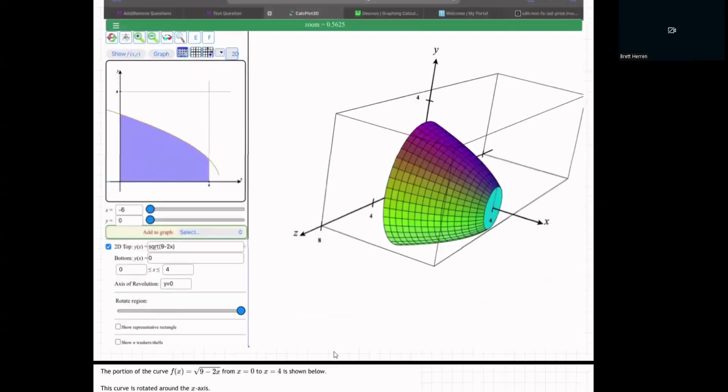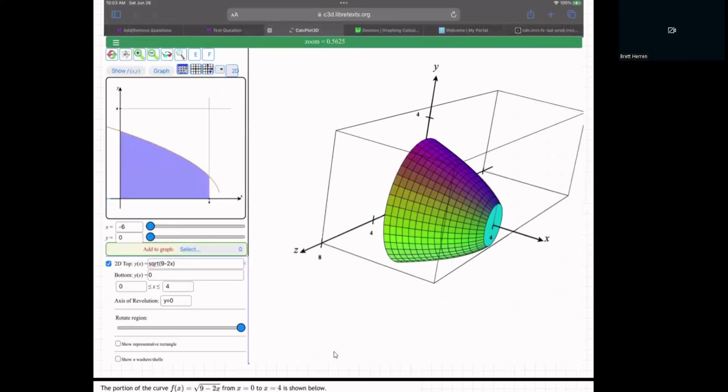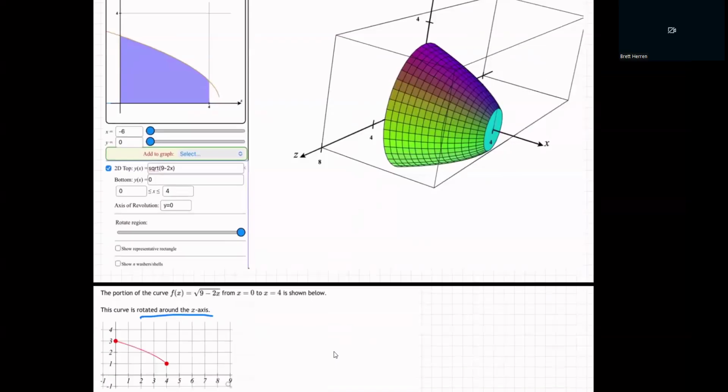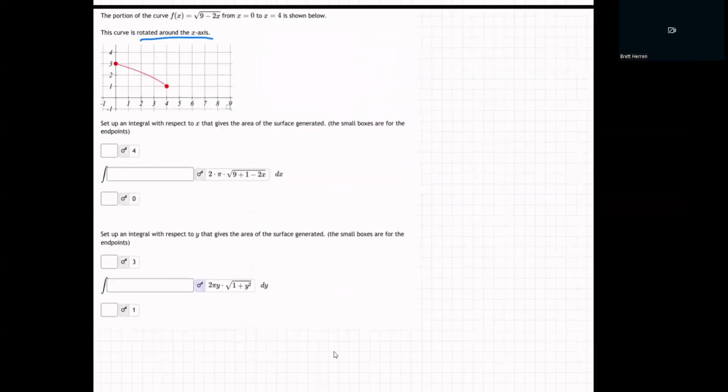In fact, I graphed it here on the Calcplot 3D so you could see it. So here's our shape. It's been rotated. Here it is flat. I put in the function there, and here it is rotated as a three-dimensional shape. So we want to know what's that surface area, that coffee cup kind of shape. What's the surface area? So it says here, set up an integral with respect to x that gives the surface area. Okay, so there's the answer.